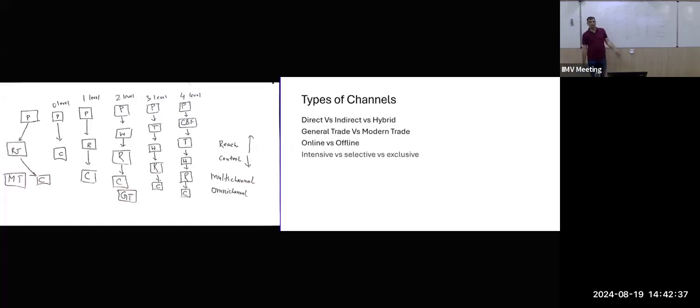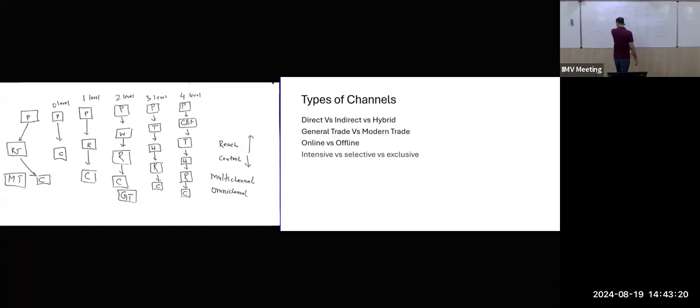Now, last but not least, intensive versus selective versus exclusive. Intensive means you are reaching out to the mass. So you have channel 1, channel 2, channel 3, channel 4, channel 5, because your product is of such a nature that you need to reach the maximum number of customers. In that case, your channel is very intensive. Means you are using several channels to reach out to the customer: online, offline, GT, MT, direct, indirect, all channels. That we call an intensive distribution channel.